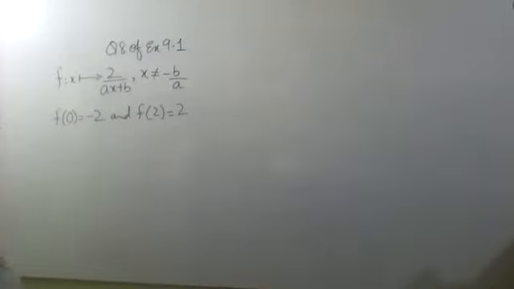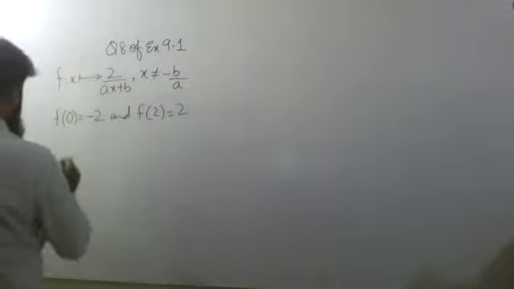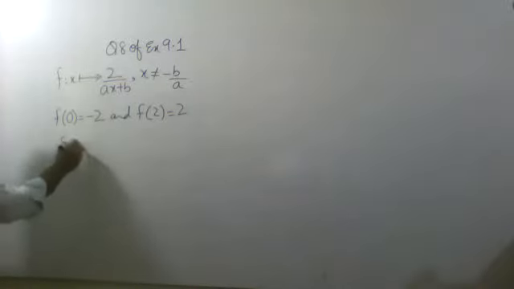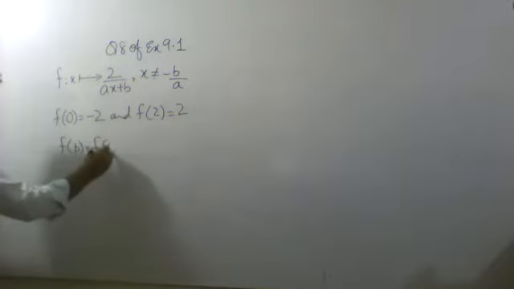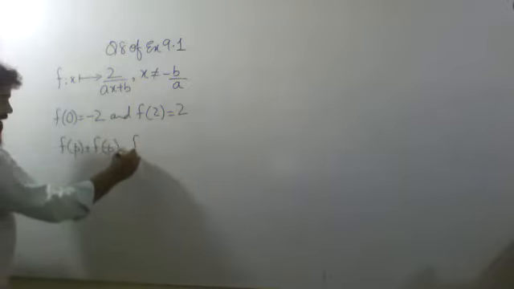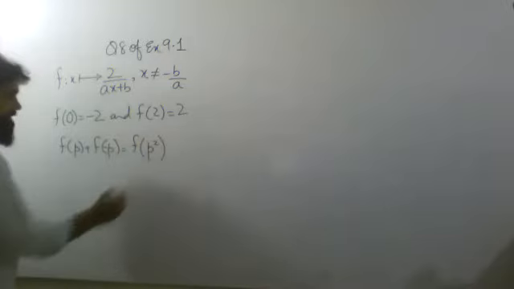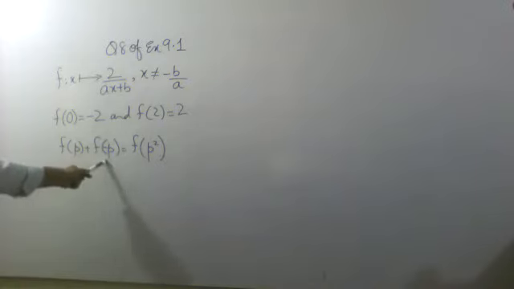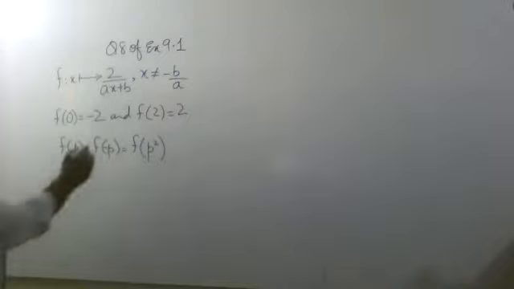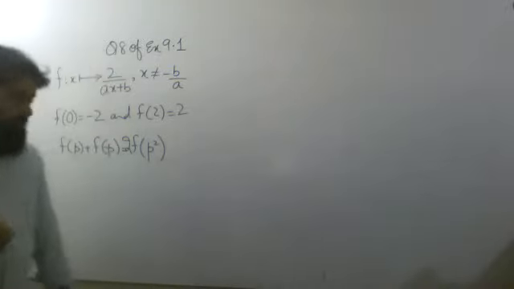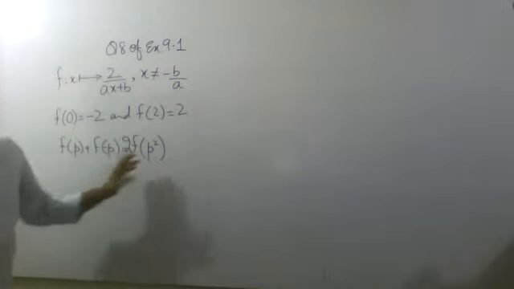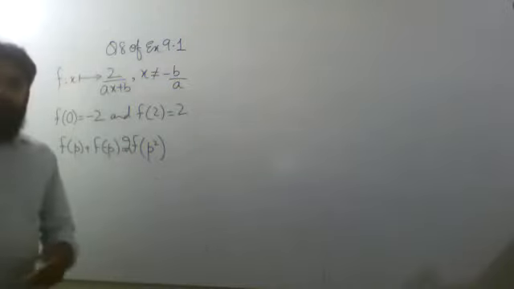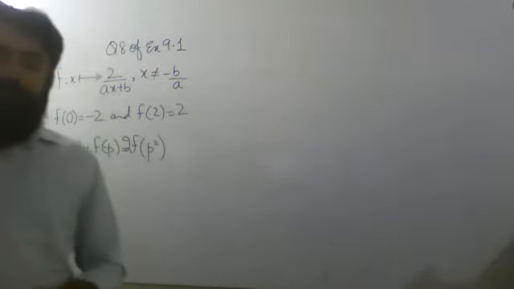The third part of this question is saying that we have to show f of p plus f of minus p equals 2 times f of p square. Okay, function of p plus function of minus p, when I add them, it is coming 2 times function of p square. So what I am going to do first of all, I will find their functions separately, and then I'm going to add them. Okay, am I getting the same answer or not?